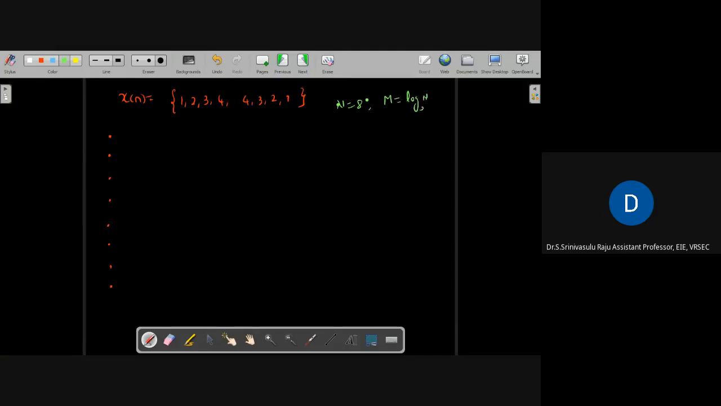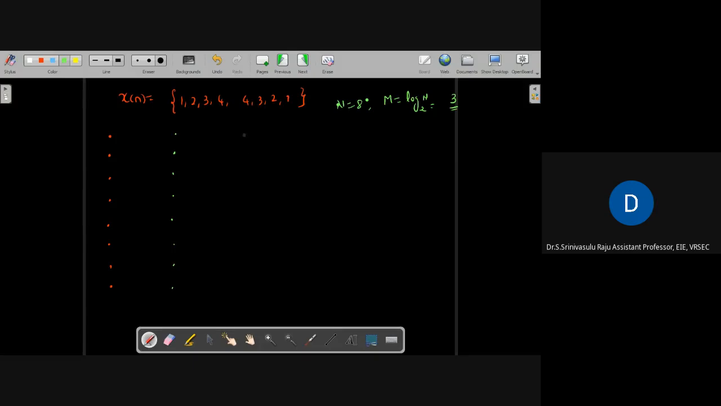We see here, generally I am saying we have x of n. Any points? 8 points we have. 1 2 3 4 4 3 2 1. Okay, so just note the 8 points. Now this is n equal to 8. N equal to 8 and log of n base 2, which is nothing but 3. So 3 stages will be there. So each stage 1 2 3 4.